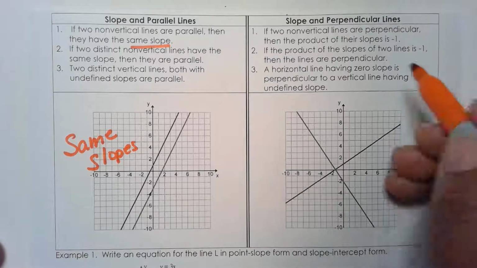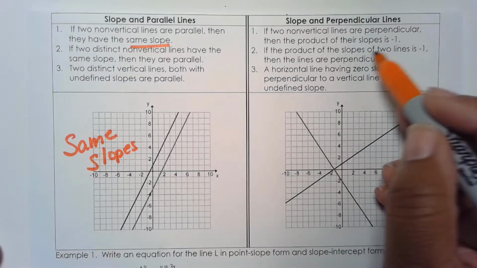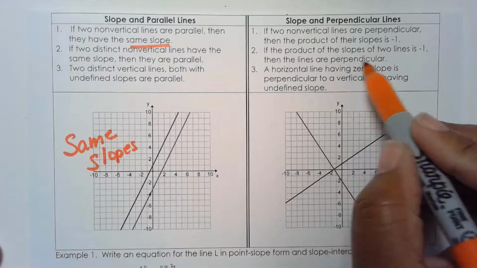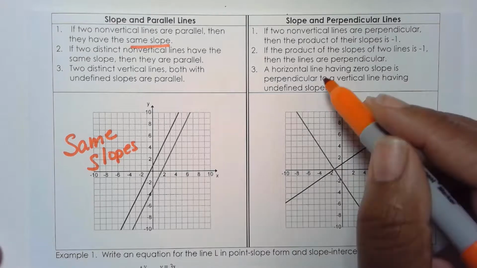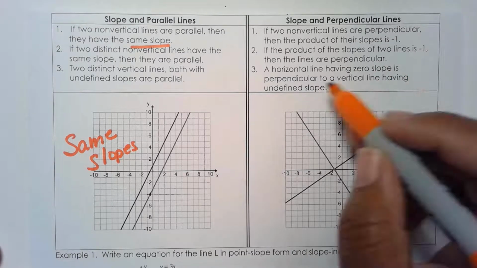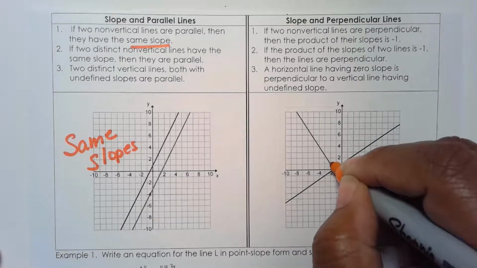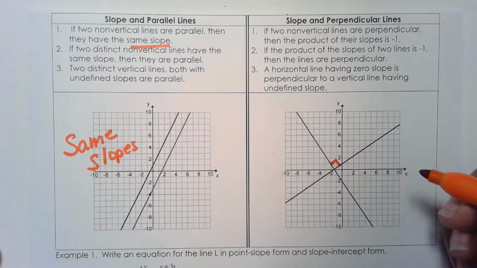Now, perpendicular lines: if two non-vertical lines are perpendicular, then the product of their slopes is -1. If the product of the slopes of two lines is -1, not 1, then the lines are perpendicular. A horizontal line having zero slope is perpendicular to a vertical line having an undefined slope. Also, perpendicular lines form a 90-degree angle.